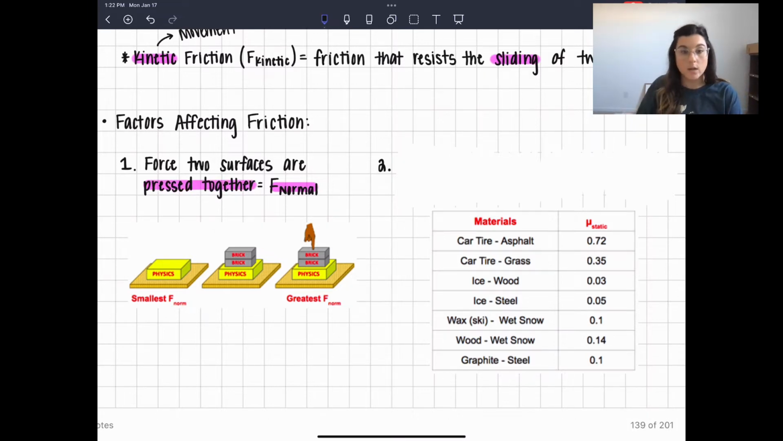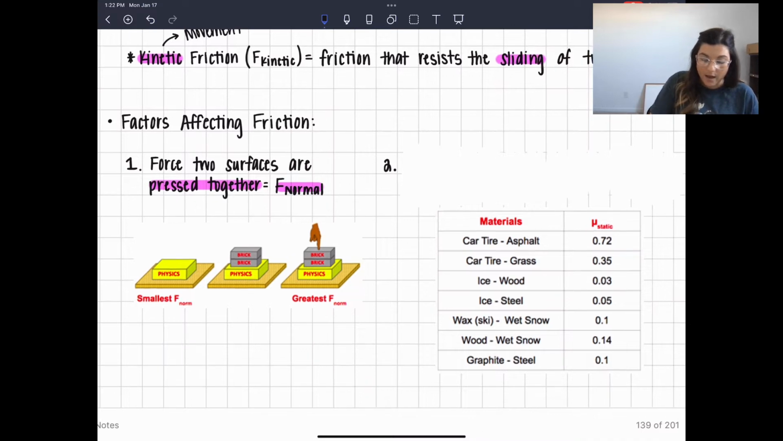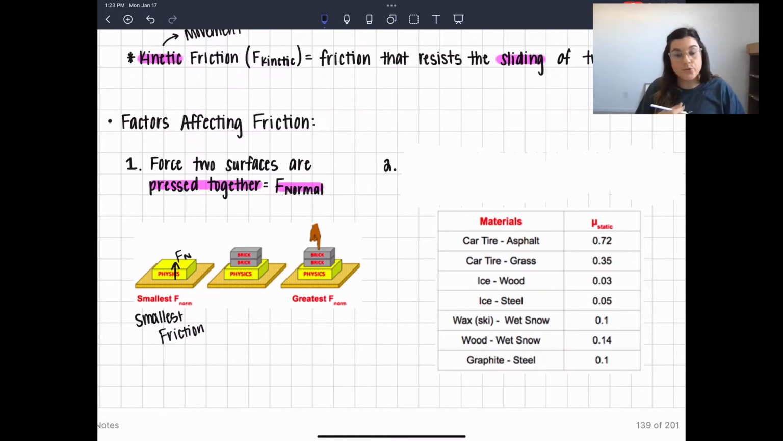And normal force, by and large, is affected by the weight of an object or the mass of an object. So for example, if I have one physics book on my table and I try to move that physics book, I try to slide it, I'm going to experience the smallest amount of friction because there's a smaller normal force pushing up on the physics book. But if I were to add some mass on top of that physics book by adding several bricks, what's going to happen is that the table is going to have to exert a larger normal force to support that same physics book, which means I'm going to have more friction between the table and the physics book as they're being pressed together more tightly.